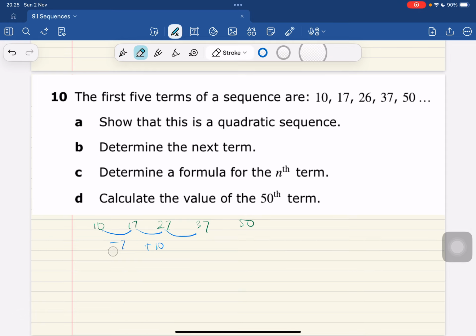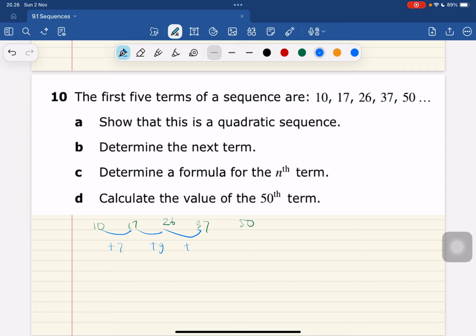Okay, a moment, let's check it again. It's not 27, it's 26. So, this is 26. Okay, so let's check it. So 10 to 7 is plus by 7, and then 26, it's going to be plus by 9. After 9 is 26.